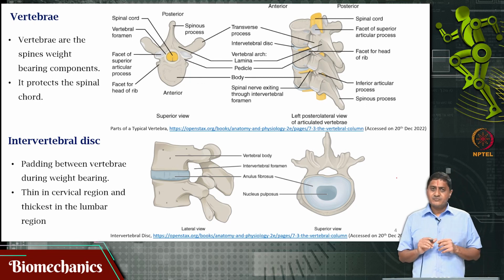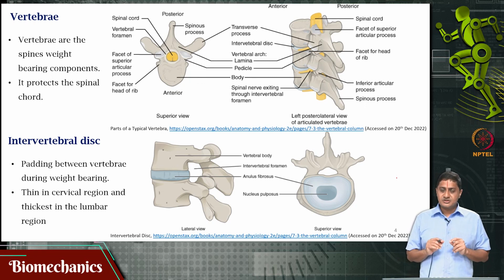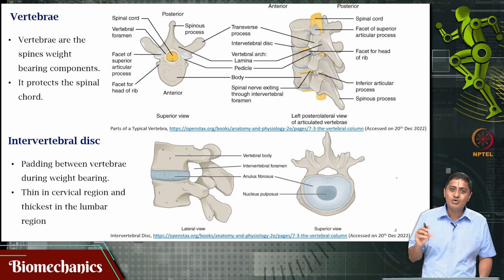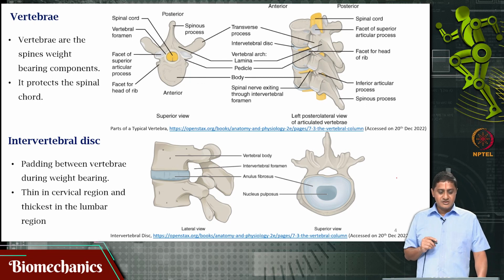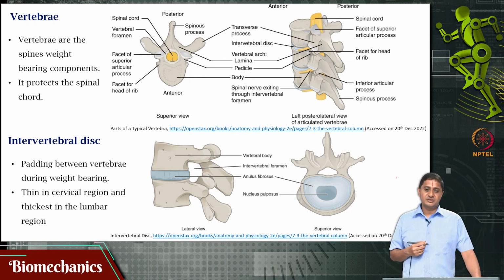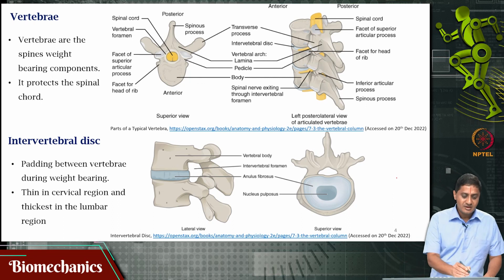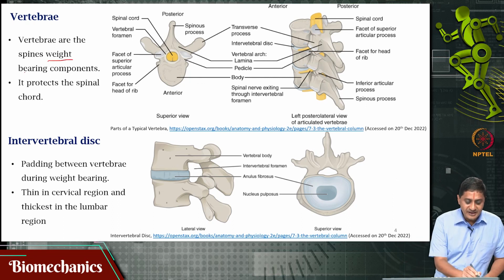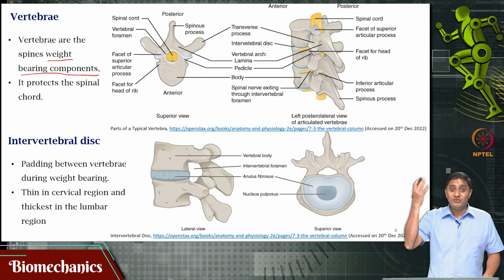Between vertebra, some movement is possible. So, they are joined together, but they are not joined together in all dimensions. So, some small relative movement between two vertebra is possible. Okay. So, a major contribution of the vertebra is to bear the weight of the structures that are above them.